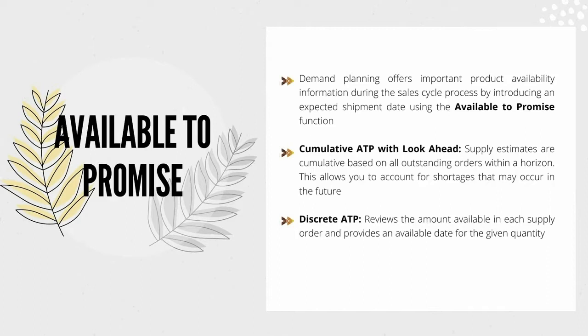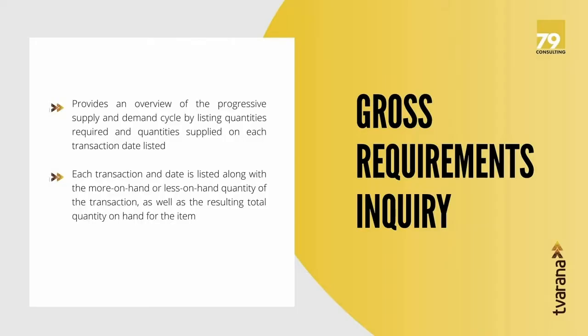We can see all of our demand and supply needs by viewing what NetSuite produces as the gross requirements inquiry page. And we will show some of this information as we get through the live demo. But what the gross requirements inquiry page provides is an overview of the progressive supply and demand cycle by listing quantities required and quantity supplied on each transaction date listed. Each transaction end date is listed along with more on hand or a less on hand quantity of the transaction, as well as the resulting total quantity on hand for the item.